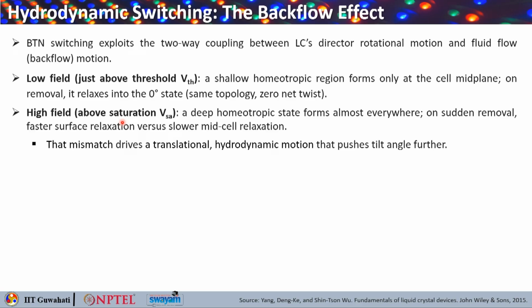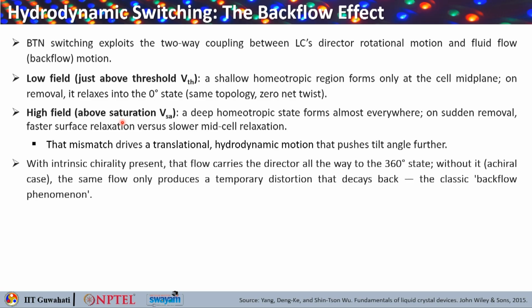a deep homeotropic state basically forms everywhere, and on sudden removal a faster surface relaxation versus slower mid cell relaxation happens, and that mismatch basically drives a translational hydrodynamic motion that pushes the tilt angle further. So what you understand is that with intrinsic chirality being present, that flow carries the director all the way to the 360 degree state.